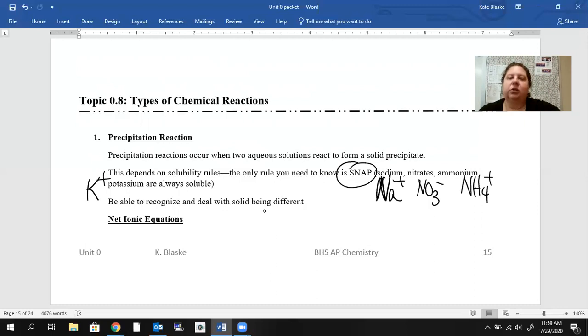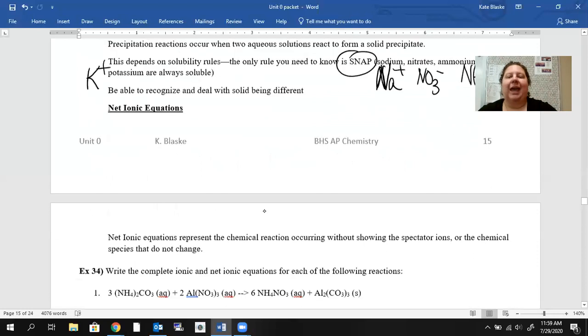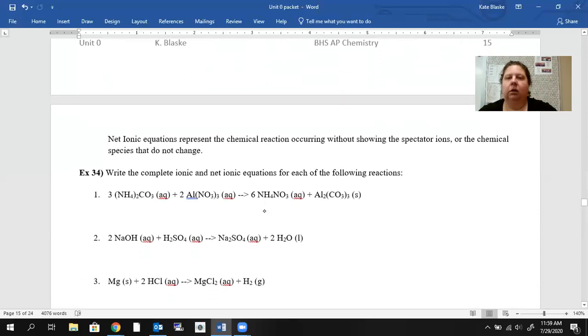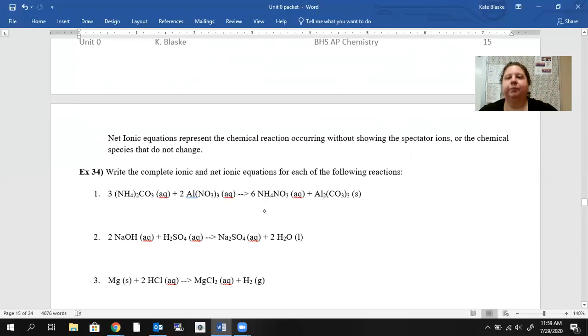When we have aqueous solutions combined to form a solid, we can simplify down the chemical reaction for that with something that we call a net ionic equation. This is probably the most important thing in this whole first unit 0 that carries through all the way through the whole year of AP Chemistry. And it's the thing that people forget how to do the most. So we're going to spend a decent amount of time practicing this and making sure we know how to do it. So a net ionic equation represents the whole chemical reaction happening, but it does not show the spectator ions or the chemical species that do not change throughout that reaction.